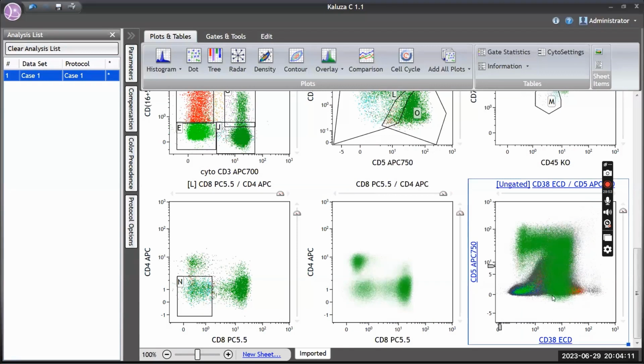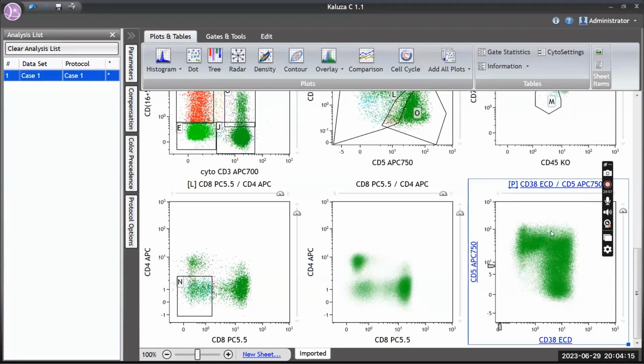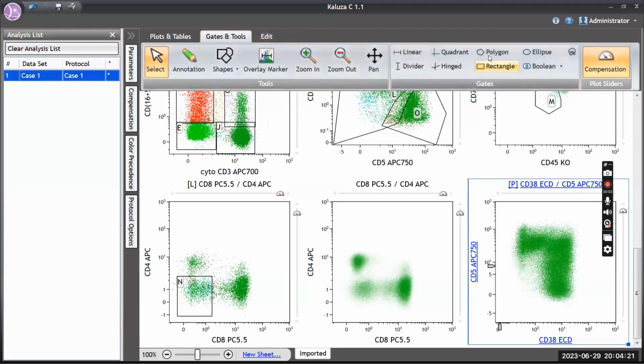You're finding a population which is CD5 from dim to negative, and CD38 moderate. Likely these are all activated T cells, because when a T cell gets activated, it expresses CD38 and CD5 may go down. Now once I get this, you can see that they are all predominantly CD8 positive.